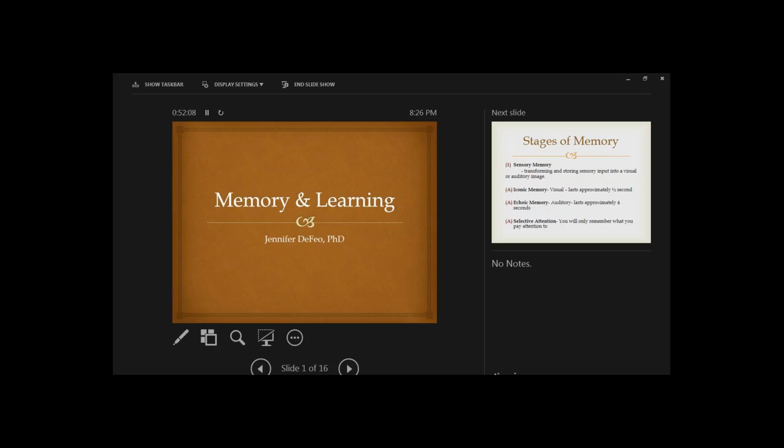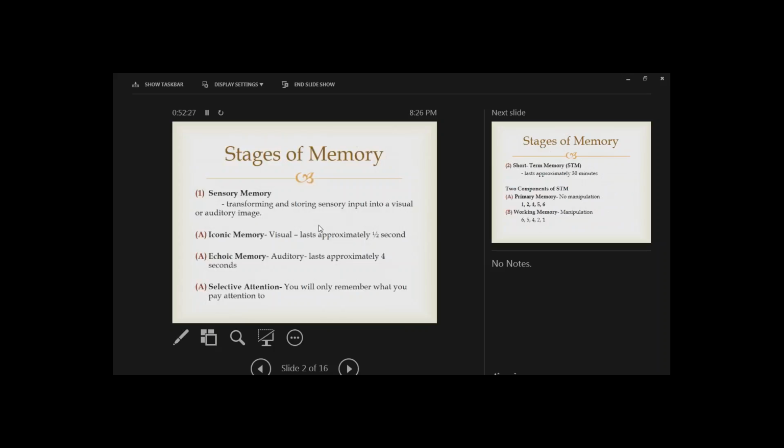when we're looking at memory, the first thing I want to start off with is, if I can get my thing to work. I think I took it out. No, it's there. It was working before. Is the stages of memory.